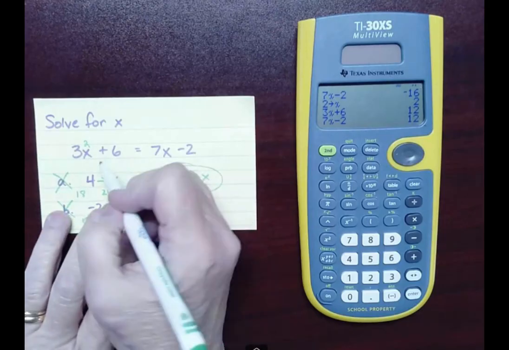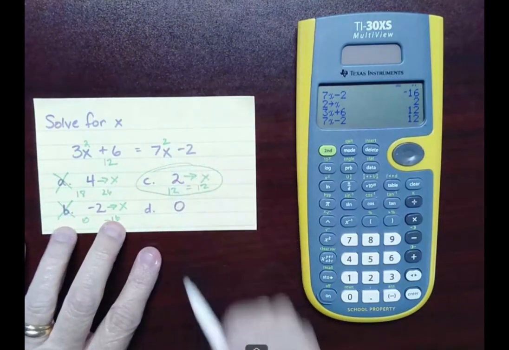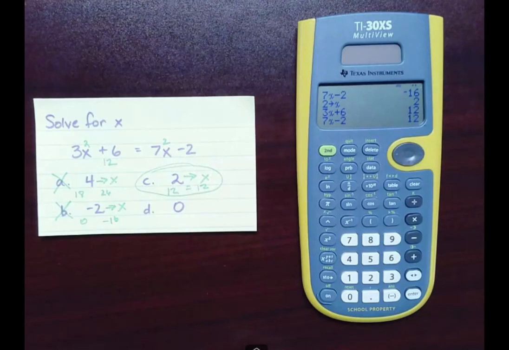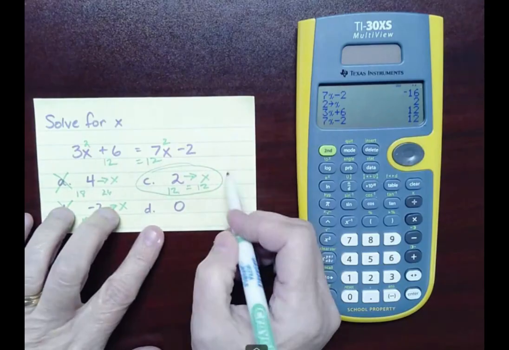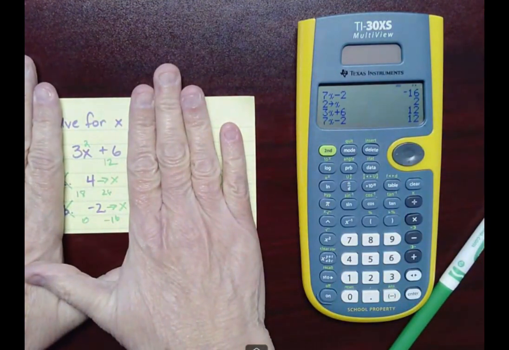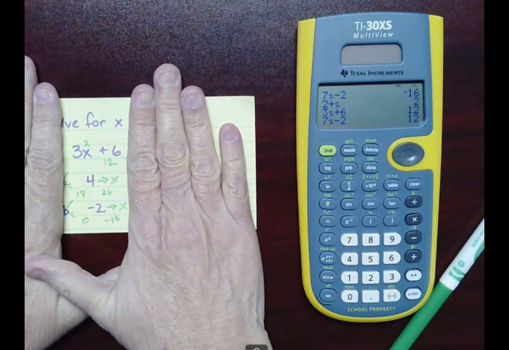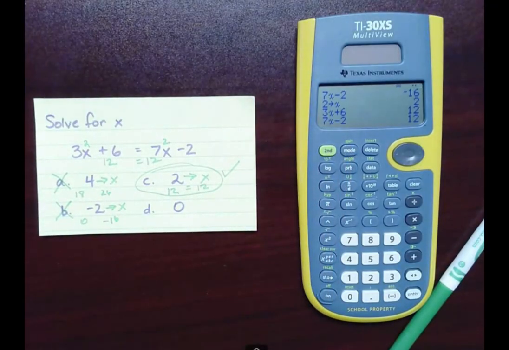If I put 2 in this side, 3 times 2 is 6. 6 plus 6 is 12. And if I put 2 in this side, 7 times 2 is 14. 14 minus 2 is also 12. 12 is equal to 12, so C has to be the right answer. We're trying to find which one of these answers gives me the same number on the left as we get on the right. And as soon as we find that, we know we have the right answer.